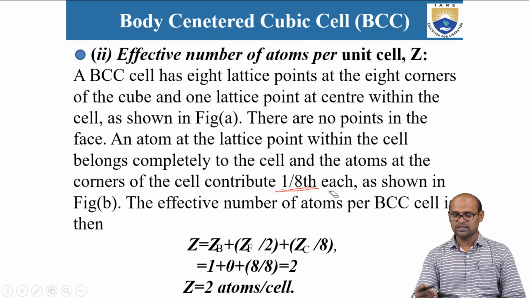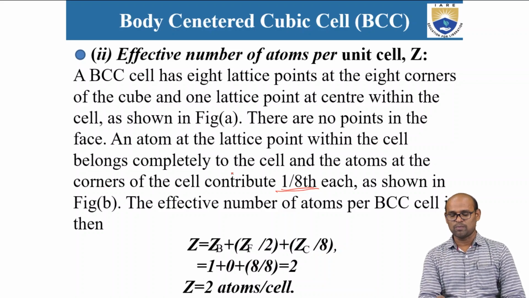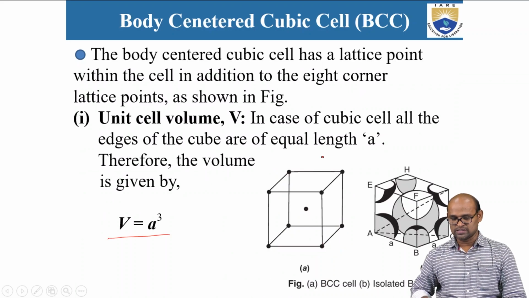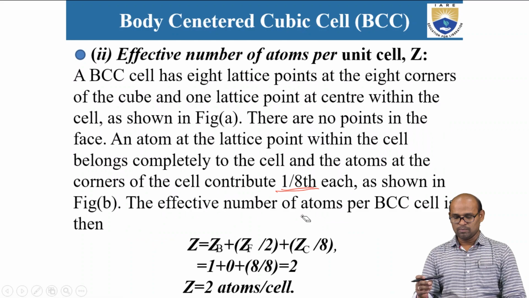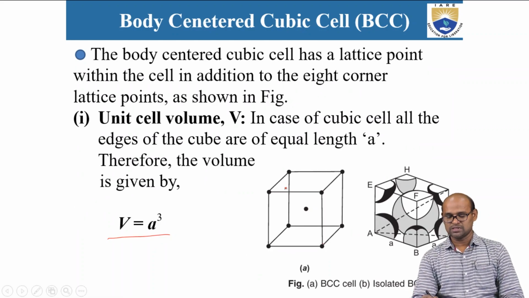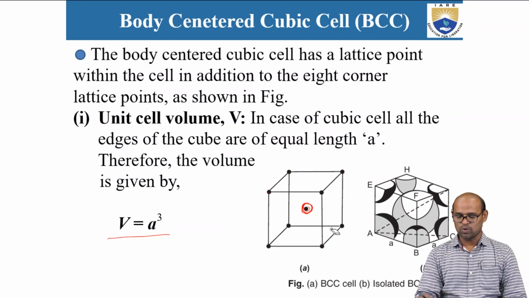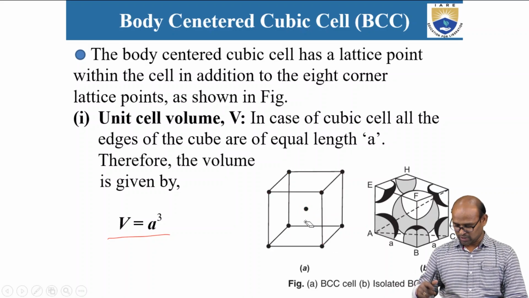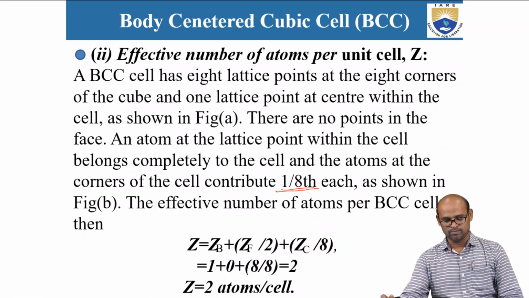Okay. So that is why here it is mentioned, right? An atom at the lattice point within the cell belongs completely to the cell. So what we are saying is that this center of the body is going to contribute completely, but there is the corner atom. So there is one atom per unit cell, and plus there are 8 atoms at the 8 corners, but each of these 8 corner atoms is going to contribute only 1/8, right? So 1/8. So now we can calculate the number of atoms, or effective number of atoms, per unit cell for this BCC, right?